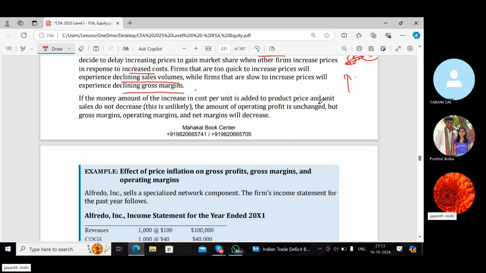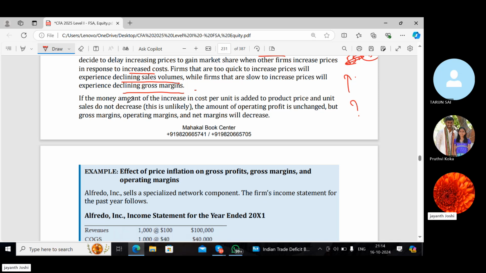Because if they don't increase the prices and they do it very slowly, their gross profits are going to decrease, right? Because they are selling at lower prices, which is not suitable for that market where the inflation has already come. So it should not be first or last to increase price. So they should very properly and cautiously watch everything in the market and the reactions.